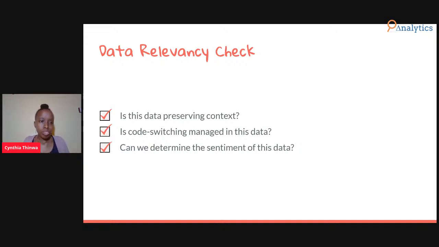So before we continue, it's always good to check the data that you have against the objectives that you've set out. So I asked myself, is this data preserving context? Yes, because it is vectorized. Is code switching managed in this data? Yes, because the code switching forms part of the vocabulary that will form the basis on which the data is vectorized. And third, can we determine the sentiment of the data? Yes, we can, because when we did the one-hot encoding, it allowed us to pick the words that we are interested in and find whether they exist in the data set or not.